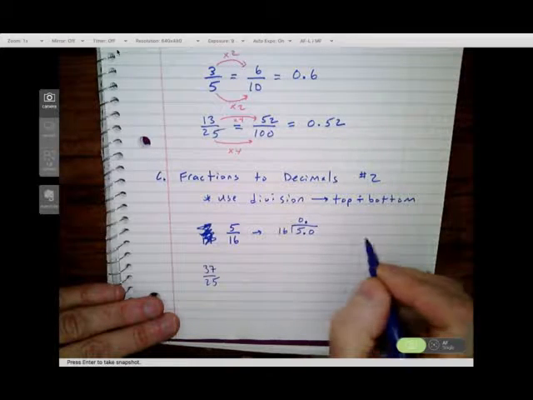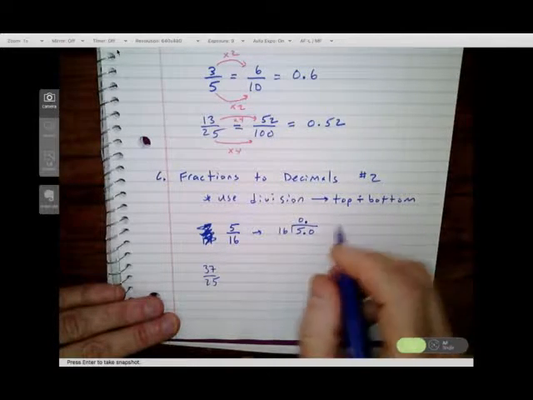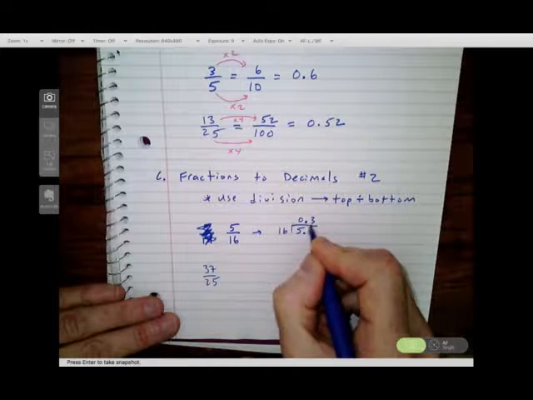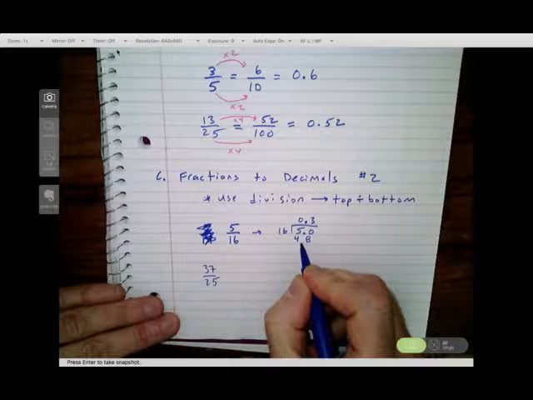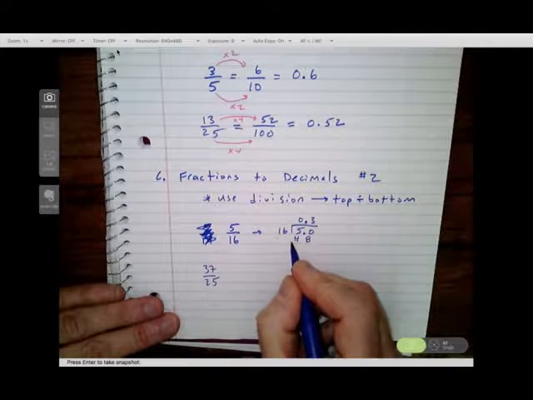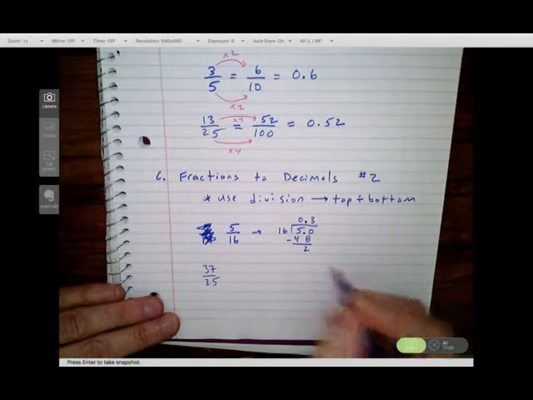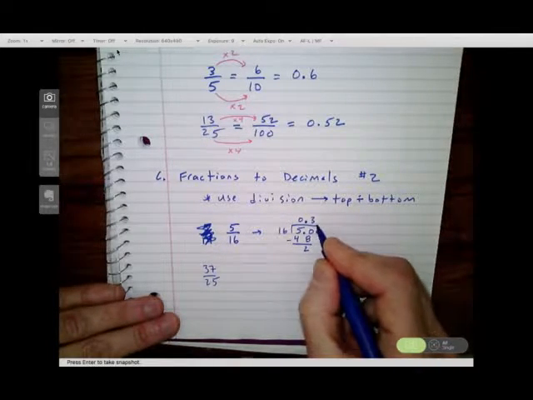So how many 16s can I divide into 50? Well, that's going to be 3. 3 times 16 is 48. We just divide like normal. You don't need to put a decimal down here. We're just going to pretend it doesn't exist because we put it in our answer. Okay, subtract, I get a 2. So it looks like I need to add another 0. We're going to keep going here.